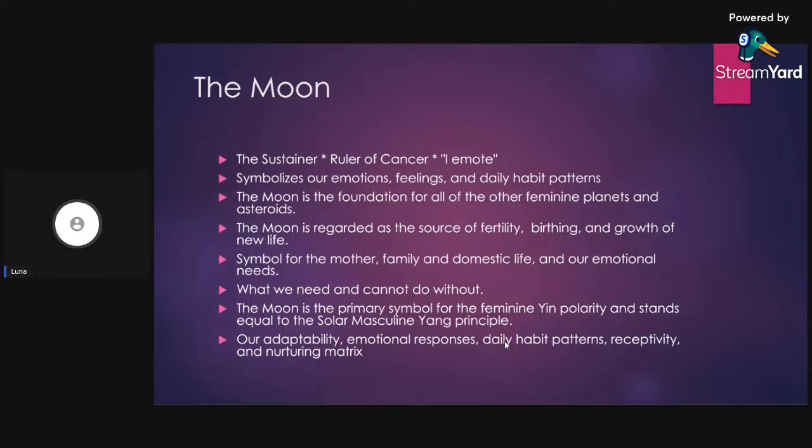As the lunar cycle regulates the woman's menstrual cycle, the moon is regarded as a source of fertility, birthing, and growth of new life.